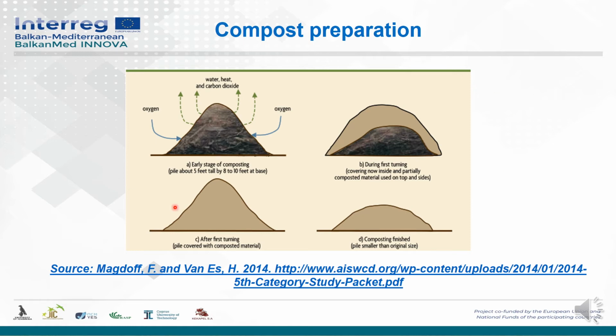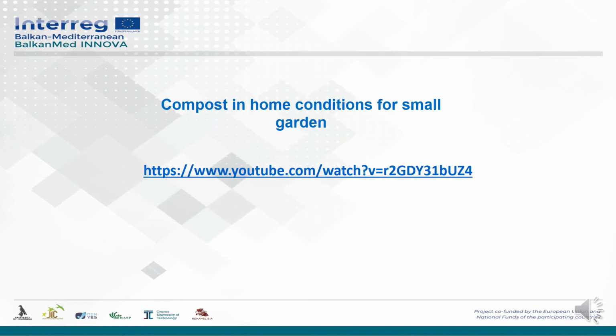Here you have a photo of compost in different stages. As you see, the quantity of compost is reduced over time because we have different transformation processes and some losses in the air, which are normal during the preparation of compost. This is the link of this image, which is used as a reference. Here you have a link on how to prepare compost in the conditions of small gardens.